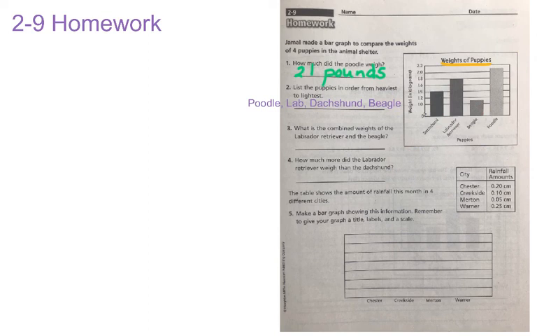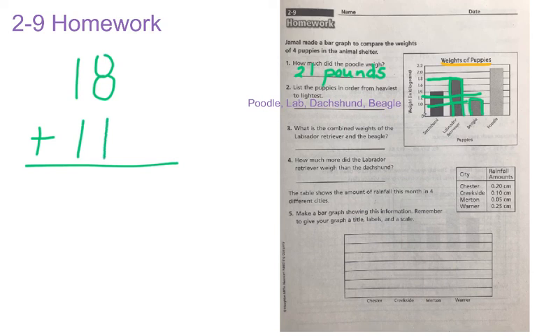Number 3, what is the combined weight of the Labrador Retriever and the Beagle? We have to find the Labrador Retriever, and it's right here, and if we follow the line across, it weighs 18 pounds. The combined weight means to add. So we have to add 18 plus the weight of the Beagle, and we can see here the Beagle is right between 10 and 12. So between 10 and 12 pounds is 11 pounds. 8 plus 1 is equal to 9, and 1 plus 1 is equal to 2. So 29 pounds. LBS is the abbreviation for pounds. So 29 pounds for number 3.